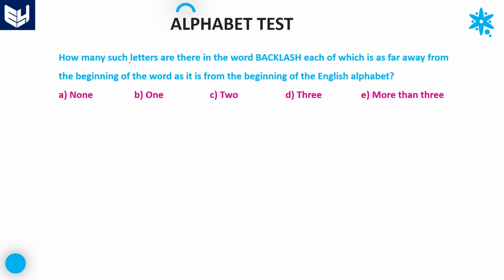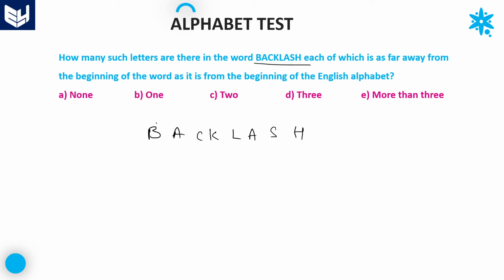Here also the same question, but a different way of asking. How many such letters are there in the word backlash? You have to write all the letters first. Backlash. From an examination point of view, there is no need of writing all the letters, so directly you can count the letters.